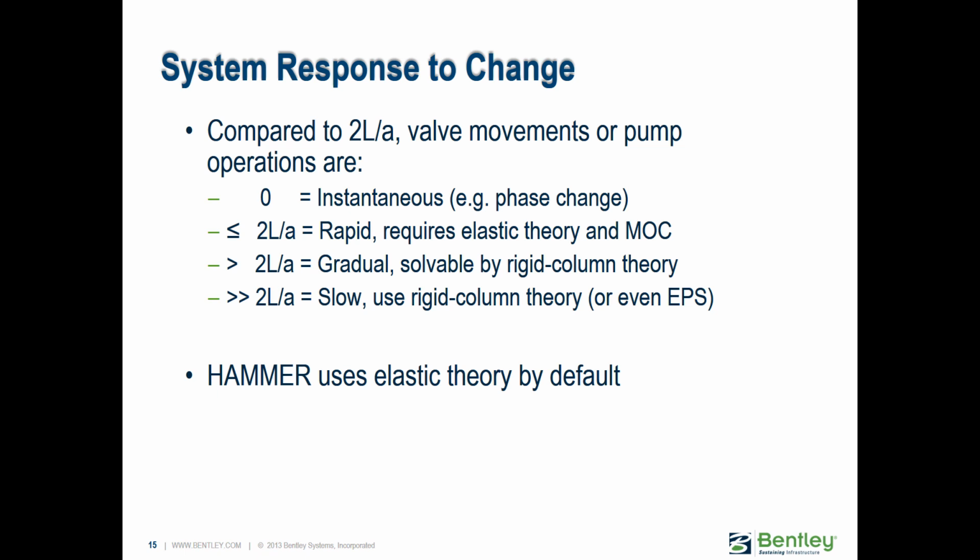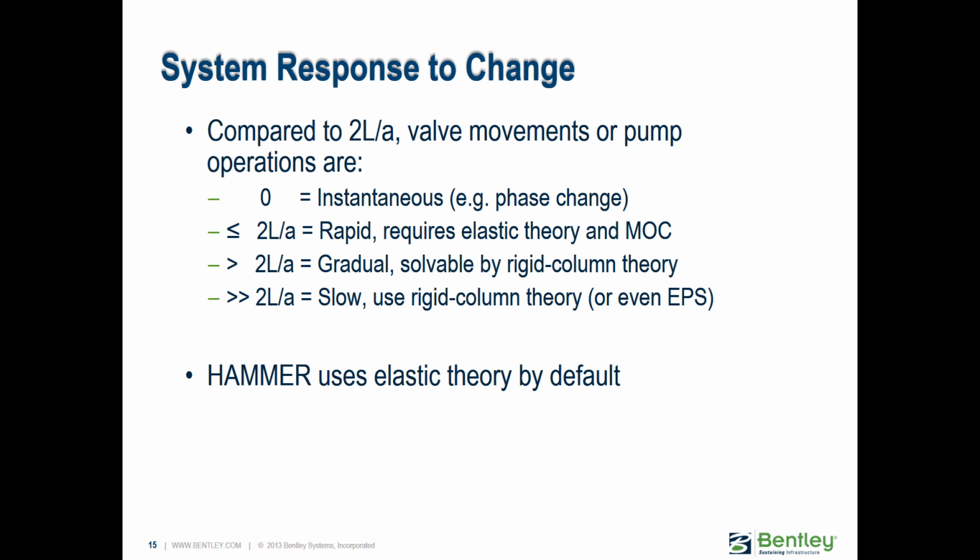If it's greater than the characteristic time, then it's more of a gradual event, and you could probably solve that by hand or through standard rigid column theory. And if it's much larger than the characteristic time, that's probably a very slow event, and you could even get by just doing an EPS, which is an extended period simulation, where you're just looking at snapshots in time, basically an instantaneous change from one steady state simulation to the other. In other words, you may not need to do a transient simulation if it's happening that slowly.